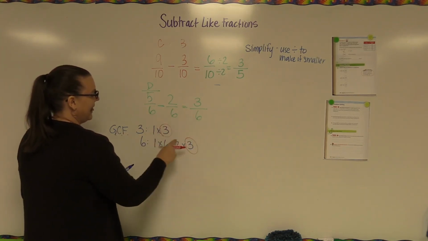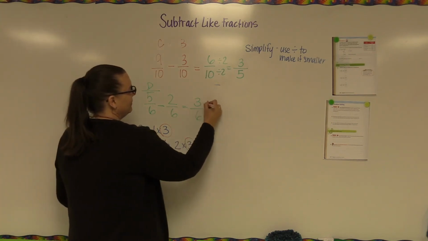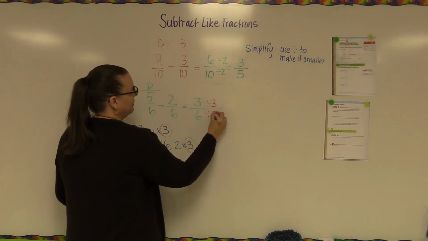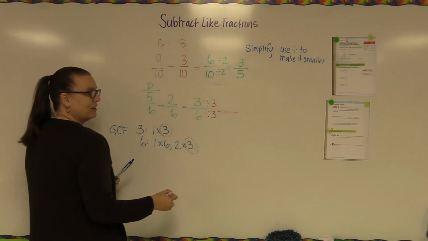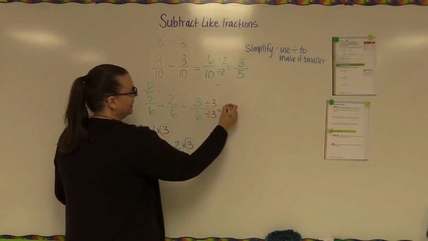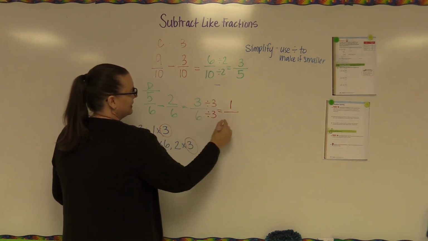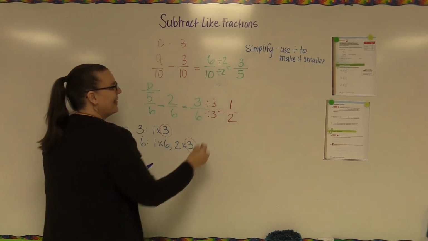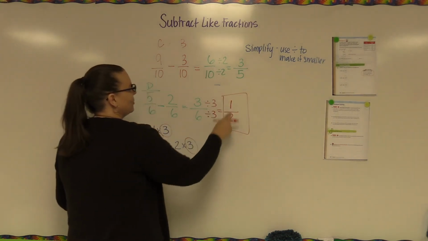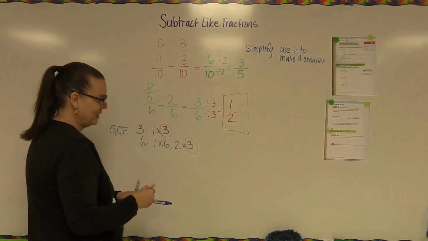It's a 3. This tells me I can divide the top and the bottom by 3, and I can make a new fraction that's simplified. So 3 divided by 3 is 1, and 6 divided by 3 is 2. This is the answer that they're looking for. This is the simplified fraction.